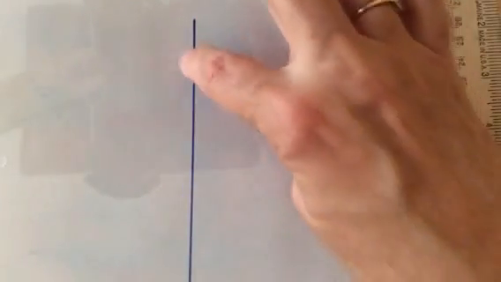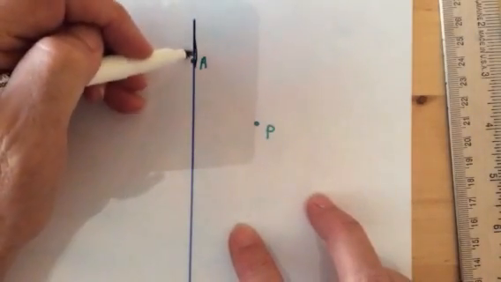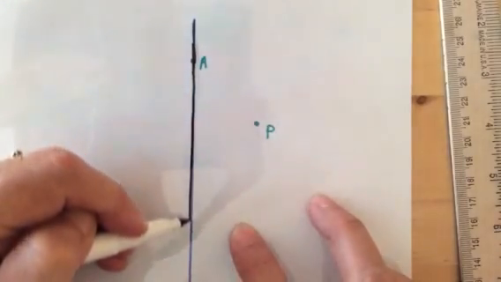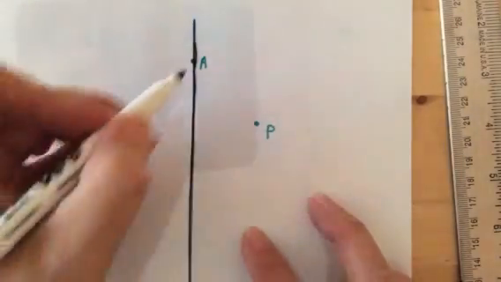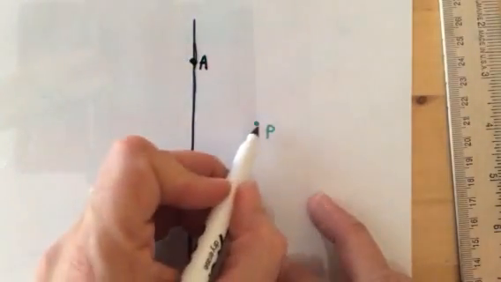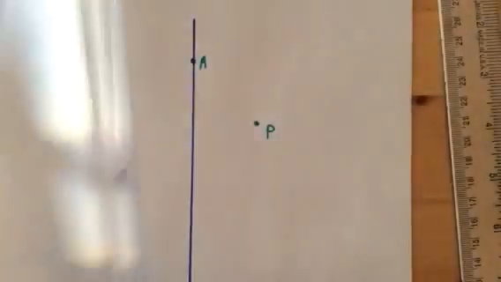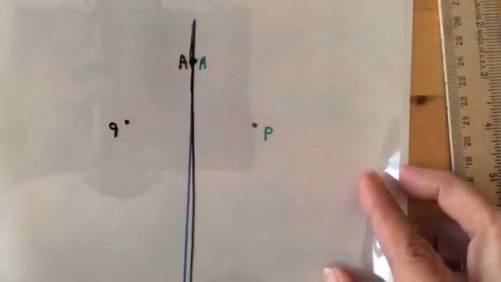Okay, so I've drawn a line, L, a point on the line, A, and then a point over here off the line, point P. And I'm just going to quickly reflect this. Sometimes it's hard to draw a straight line. So there's my line, my point A, and point P. All right, and I'm going to reflect this and match that up.